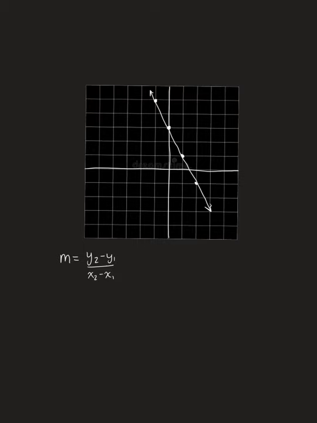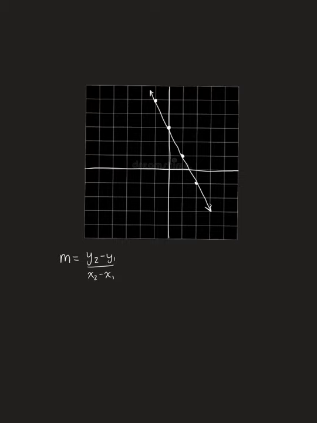Okay, so I wanted to show you guys a quick video of how to find slope whenever you're given a graph of a linear function. So I have already written down the slope formula. It's the difference in y's over the difference in x's.